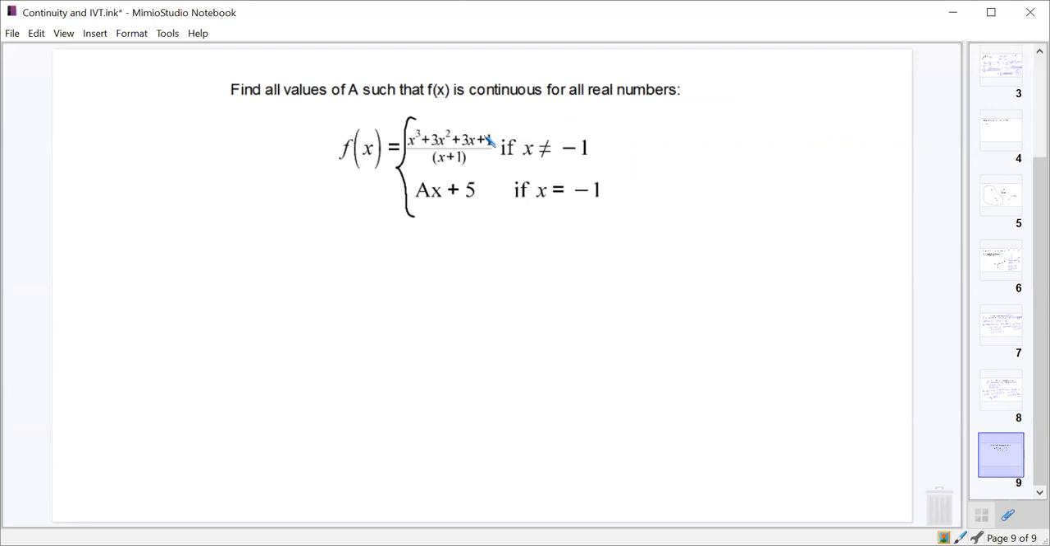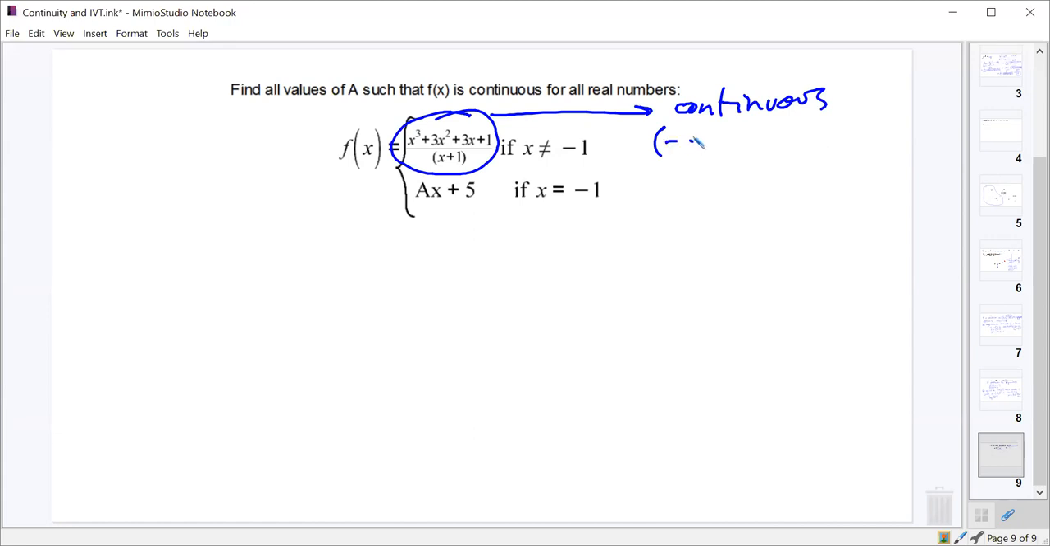So we're going to have to look at the definition of continuity and think about what it means for a function to be continuous for all real numbers. So if you look at x cubed plus 3x squared plus 3x plus 1 over x plus 1, it's continuous on what interval? Just this piece of it. If we ignore the restrictions and all that, where is it continuous? Everywhere but -1.